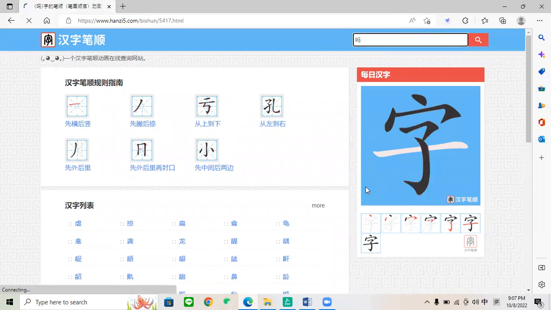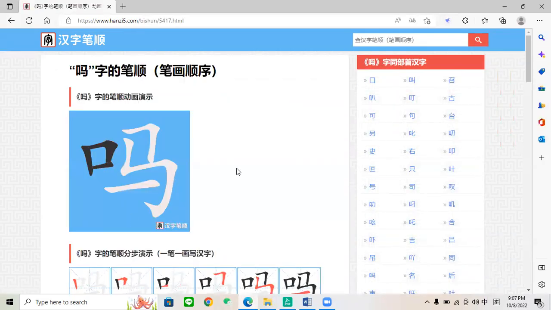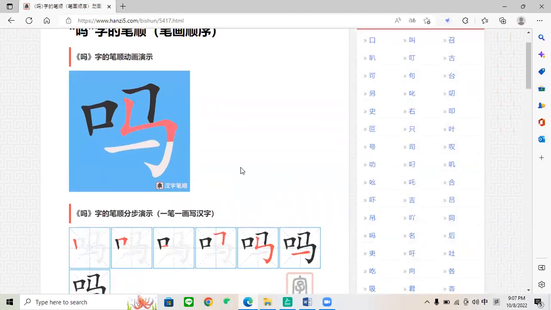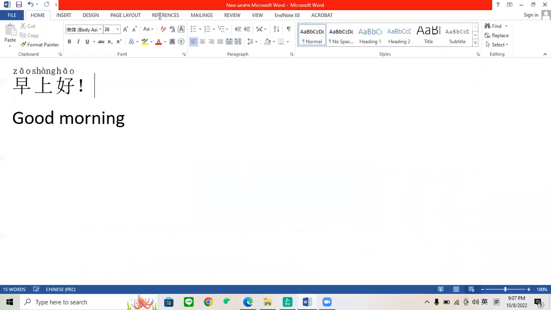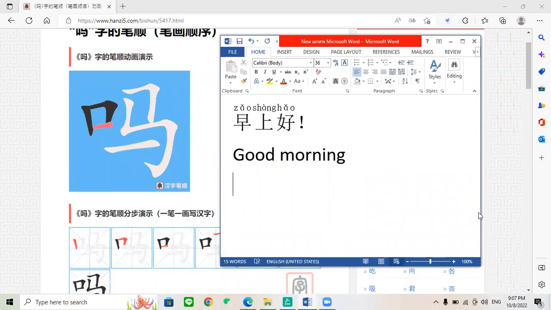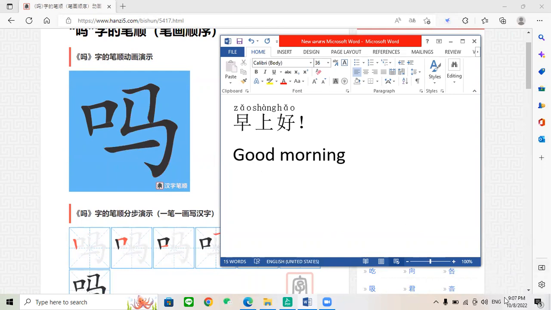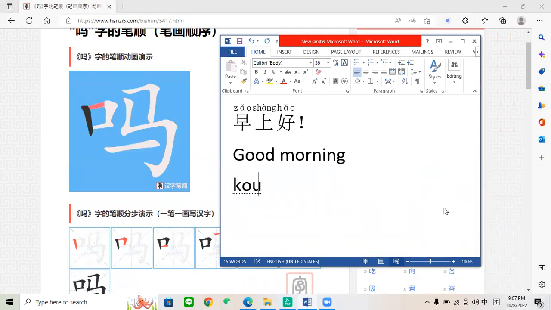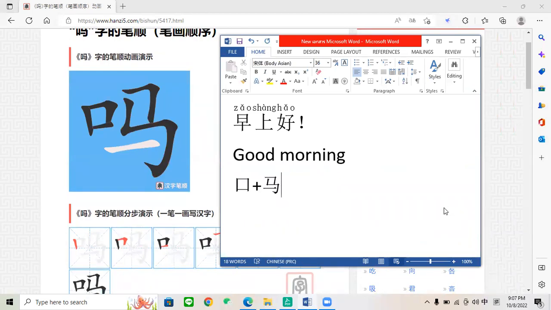Ma, okay. So the left part, we can call it radical of mouse, because this left component is another character, which is mouse, 口, okay? So this character includes 口 and 马, right? We have two characters here. We combine them, then there is one character, ma.